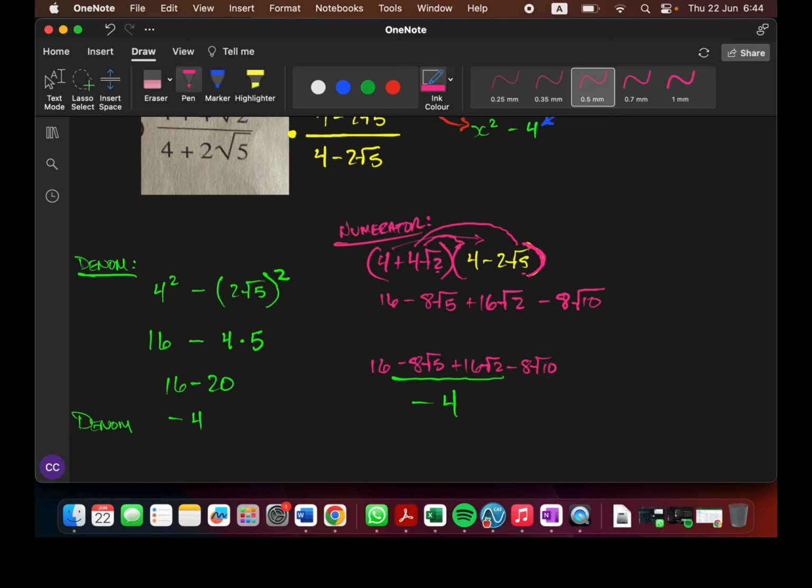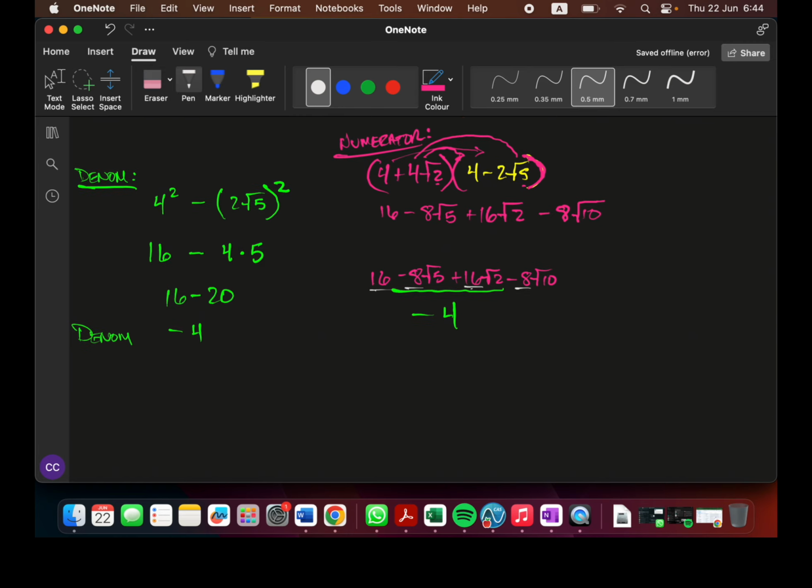Hopefully we recognize that every single one of these values can be divided by 4. So I'm going to divide by negative 4 to get rid of that denominator, and that's going to be: the first term is negative 4, and then plus 2 square roots of 5, and then minus 4 square roots of 2, and then plus 2 square roots of 10. And unfortunately, that is as simple as that can get, but that's the general process. I really hope that's helpful.